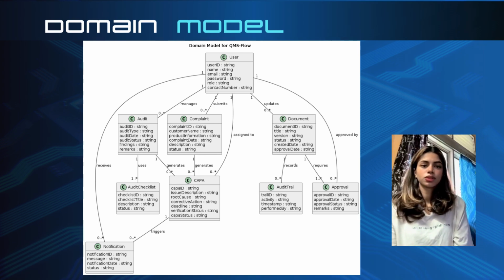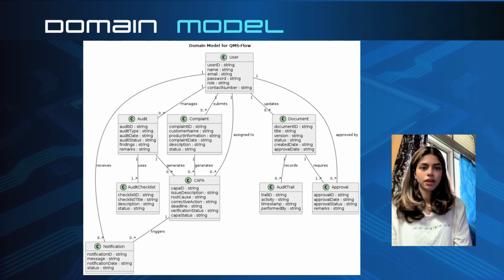So this slide shows the domain model for QMS Flow. The domain model represents the main classes, attributes, and relationships used in the system. The main classes include user, audit, complaint, CAPA, document, approval, notification, audit checklist, and audit trail. The user class represents the employees, quality managers, and administrators who interact with the system. Complaint and audit classes can generate CAPA records for corrective and preventive action.